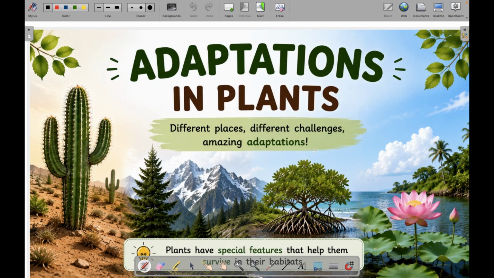If you look into this image, you'll see that there are different places on Earth, right? And each of the places comes with a unique set of challenges. Despite those challenges, we see that plants are able to survive as well as thrive, right? So in this chapter, we are going to look into the features that the plants have that help them survive in all the different types of climates that we have on Earth, right? That is what we call an adaptation in plants.